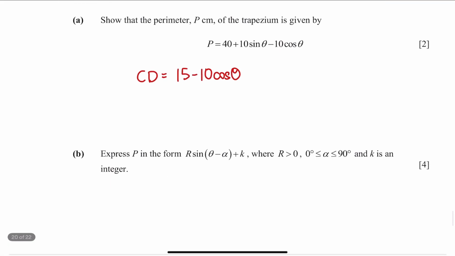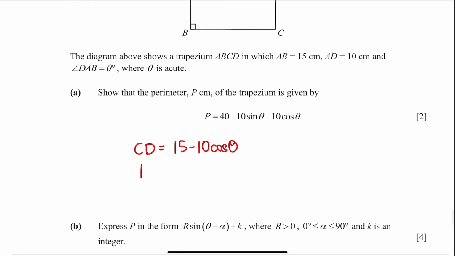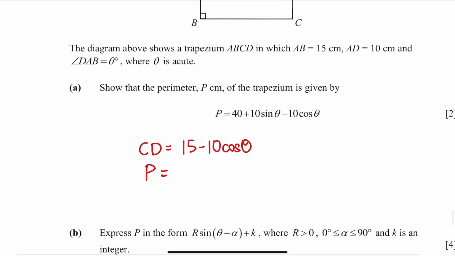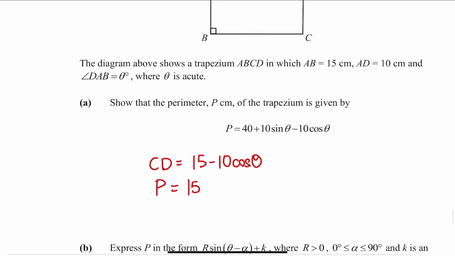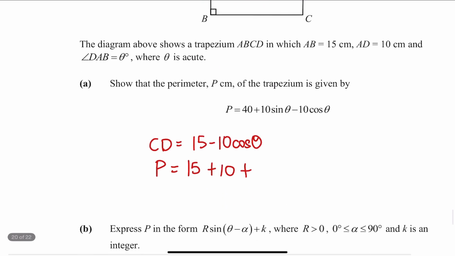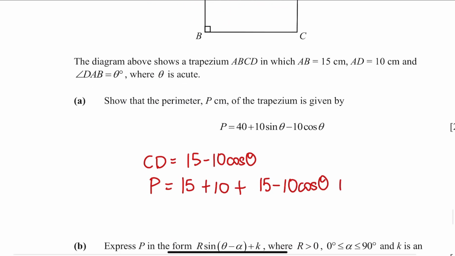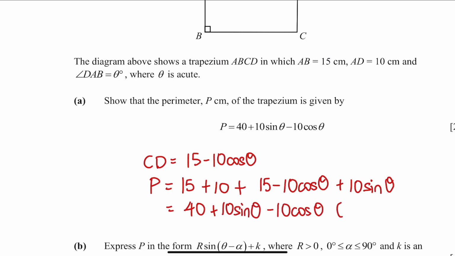Okay, so therefore, since perimeter is given by the sum of all four sides, which will be 15 plus 10 plus CD is 15 minus 10 cosine theta. Then after that, the BC is equal to 10 sine theta. Simplify everything, you will get 40 plus 10 sine theta minus 10 cosine theta. Okay, therefore this is shown for part A.